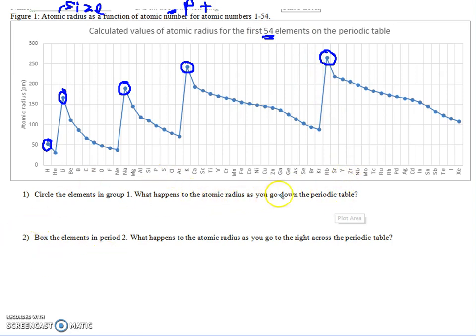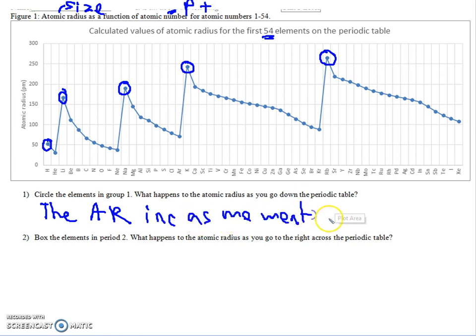What happens to the atomic radius as you go down the periodic table? Well, the atomic radius increased as we went down the periodic table. Box the elements in period 2. What happens to the atomic radius as you go to the right across the periodic table? Okay, let's see.